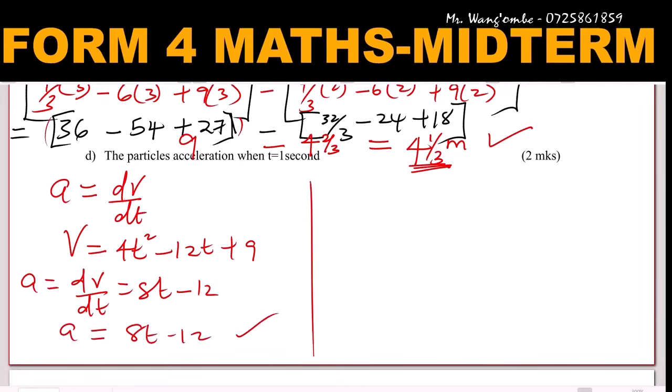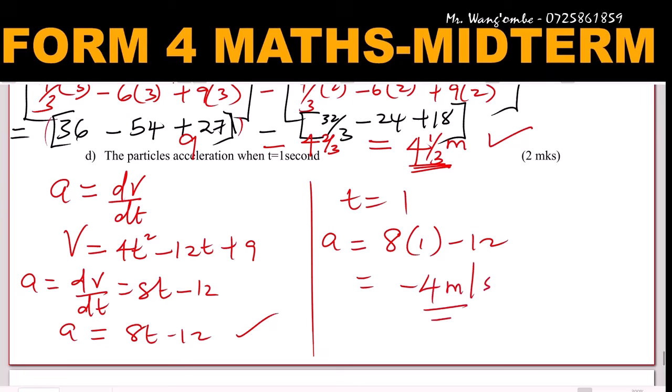Now what will be the acceleration when t is equal to 1? So at t equals 1, you just need to substitute. a is equal to 8, t is 1, subtract 12. This will give negative 4 meters per second squared.